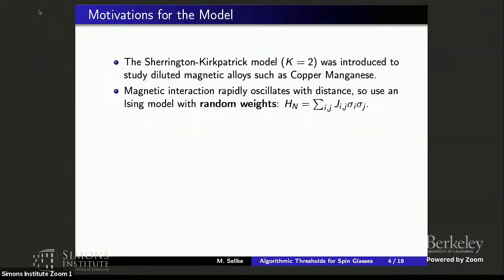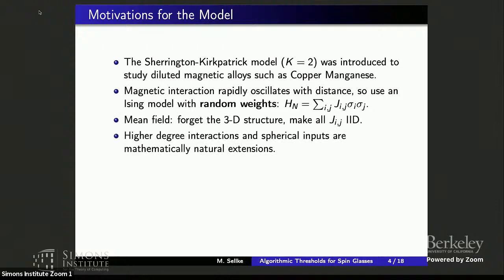Okay, let me tell you a little bit about the motivations and history. So the first model like this is, I think, the SK model, which is a quadratic Hamiltonian. And it was introduced to study various types of magnetic alloys. And what happens here is that the magnetic interaction between particles depends in a complicated way on the distance. So we just think of it as an Ising model with random couplings.